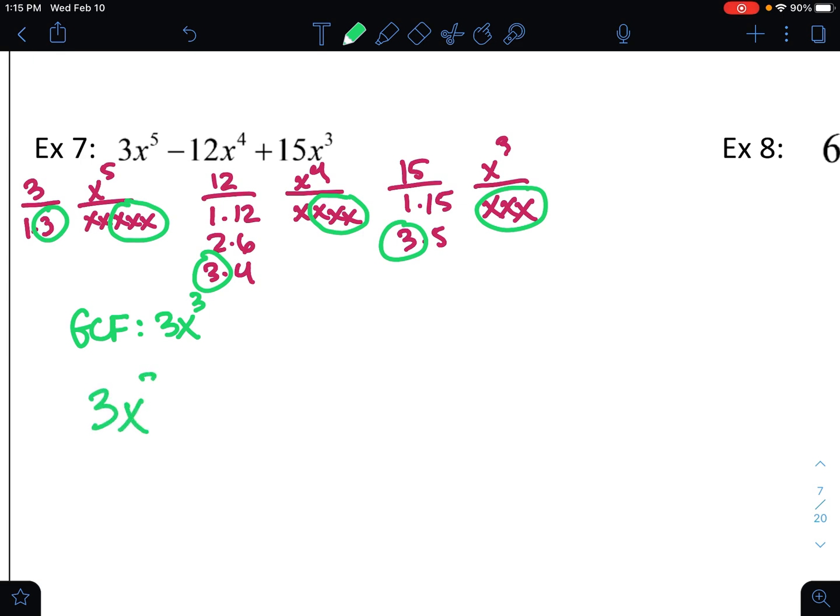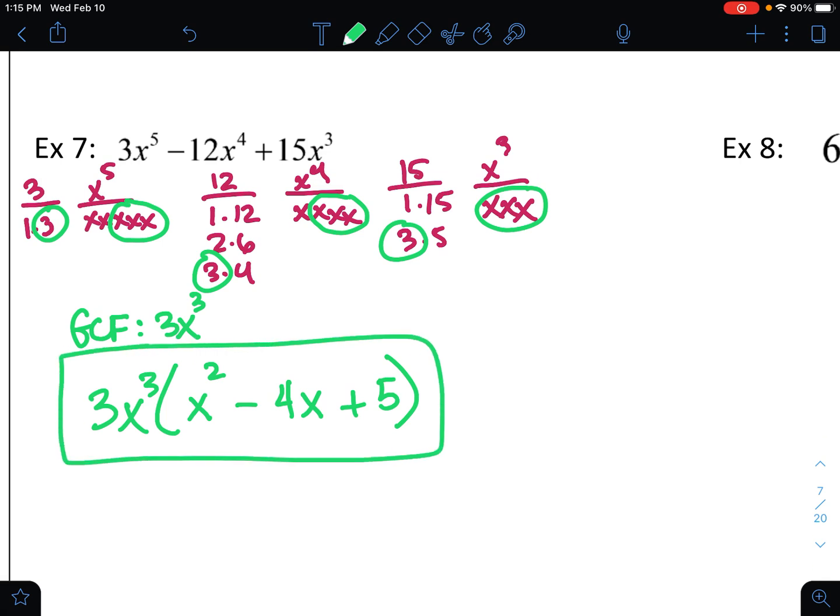So I've got 3x to the third, and what I've got left, I divided 3 out, and there are 2 x's I did not circle. So I've got x squared minus 4x plus 5. Okay, and that is my final answer here.